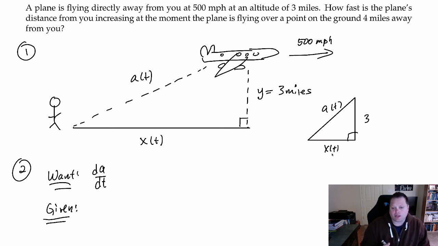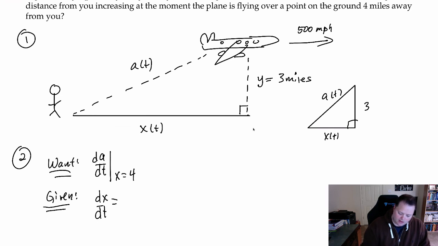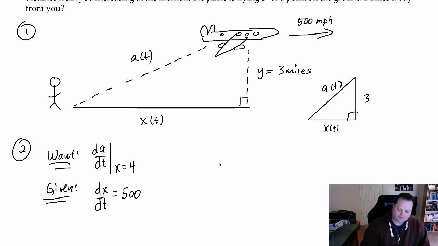at a specific point. I want to know it when the distance from me to where the plane is overhead, when this distance is 4 miles. So I want to know dA/dt when x is 4. And we are told dx/dt is 500. Both of those are positive because the length of a and the length of x are both getting larger over time. So they are increasing functions.